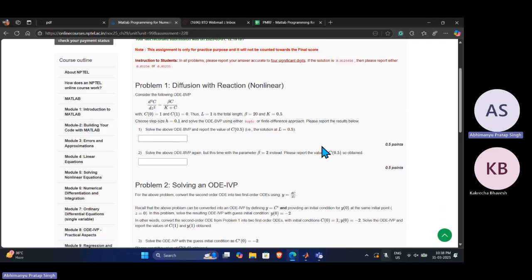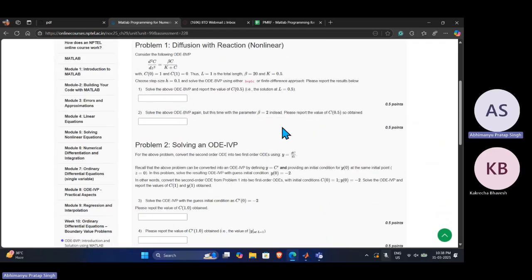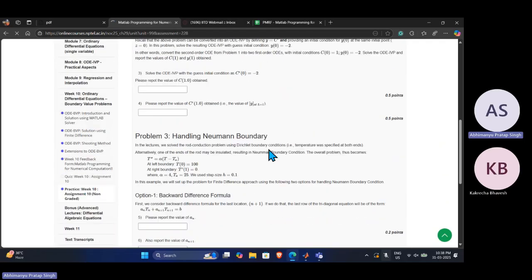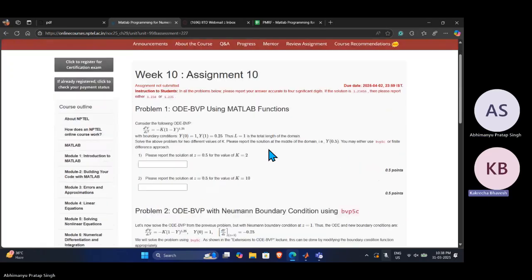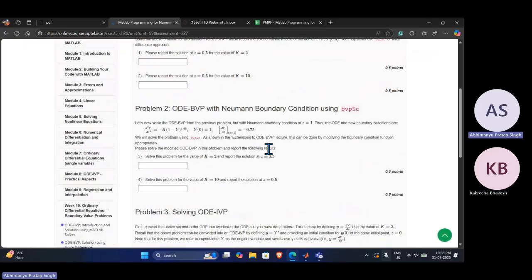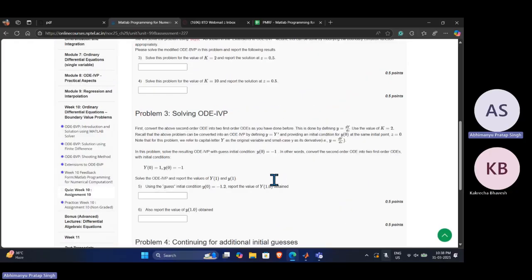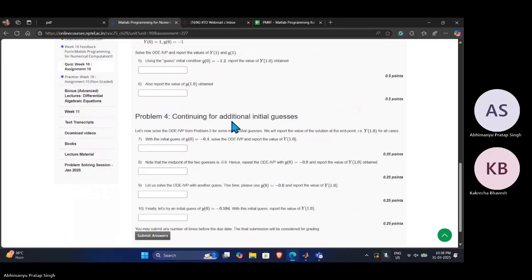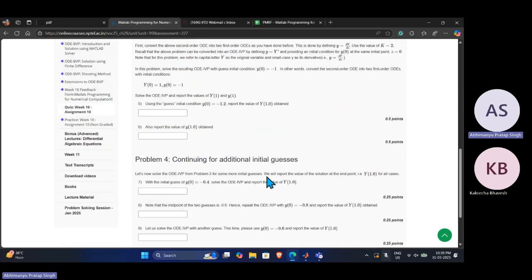Okay, so these are the problems. I think both the problems are similar in the graded and non-graded assignments. Yes, sir. BVP2 with Neumann boundary conditions, solving initial value problem, containing four additional initial guesses. Yeah, they are similar.